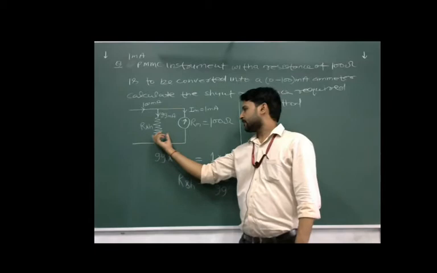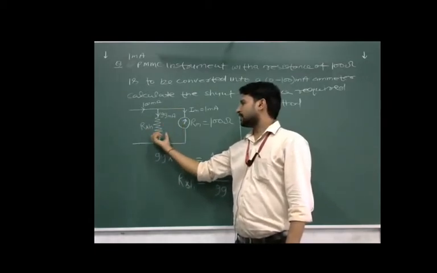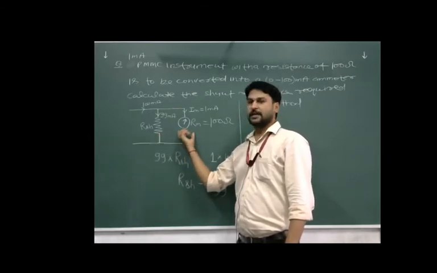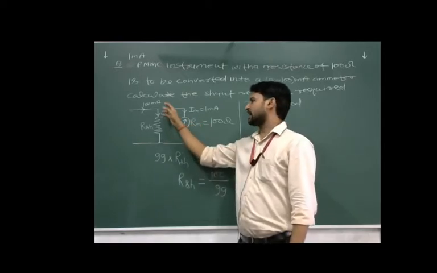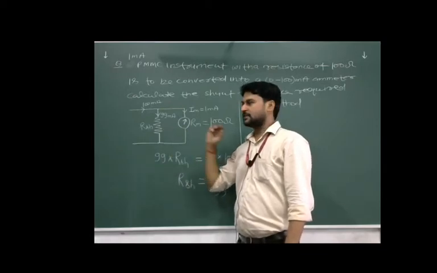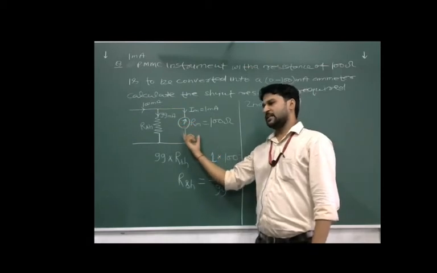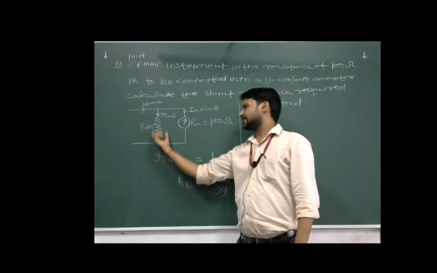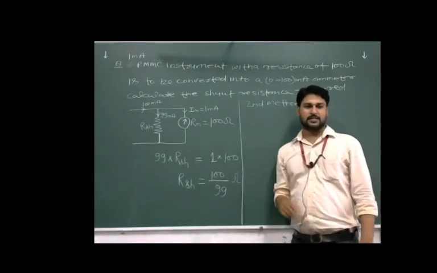It is the responsibility of this resistance to carry the remaining current, because this instrument is not able to carry the total current. So the remaining current we have to bypass through the shunt resistance. The total current is 100 milliampere, 1 milliampere is passing through the ammeter itself, then the remaining 99 milliampere will pass through this resistance. This is the calculation. Simply we can find out the value of RSH.